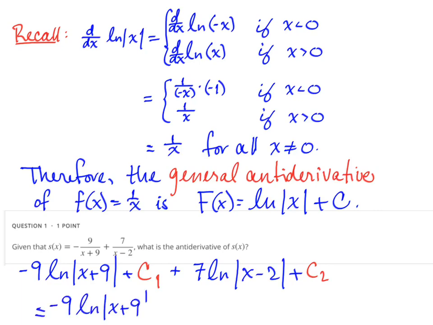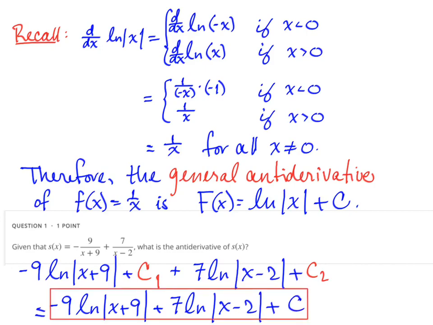And so the final answer should be negative 9 times the natural log of the absolute value of x plus 9 plus 7 times the natural log of the absolute value of x minus 2 plus an arbitrary constant C. And the C is required to get 100% on this quiz problem, because Newton does sometimes say don't include the constant C, but in this problem it didn't say that.